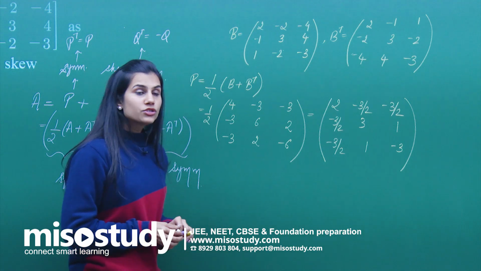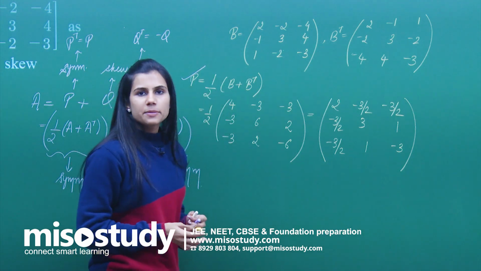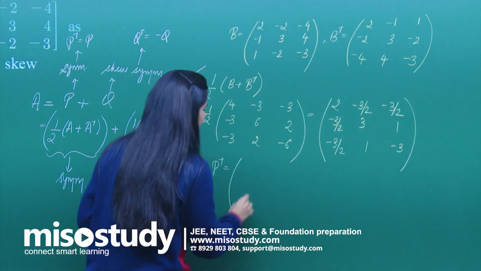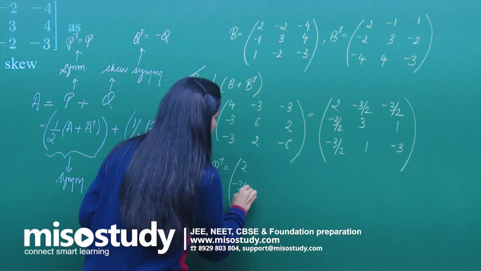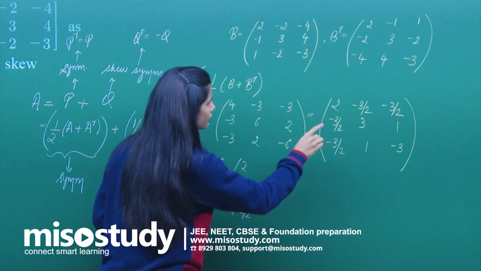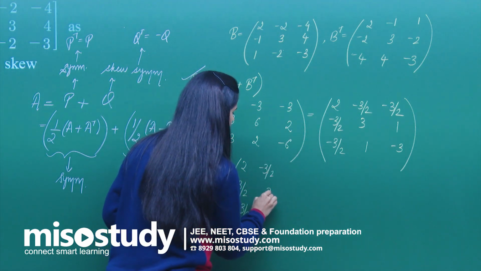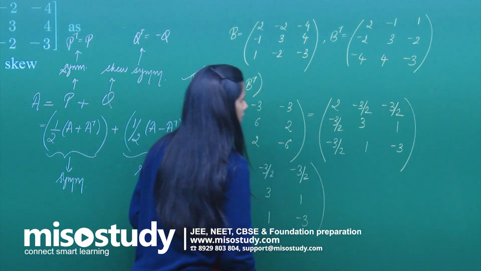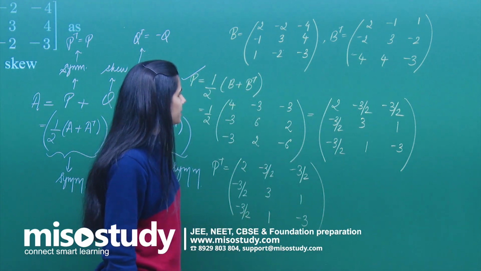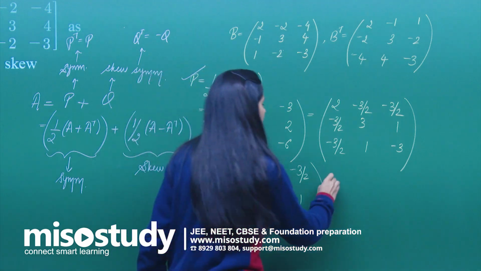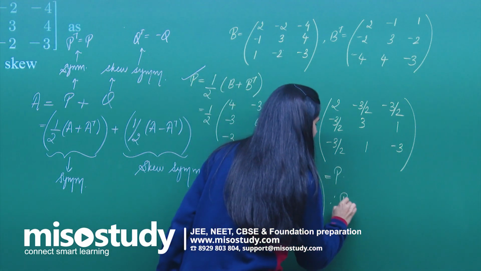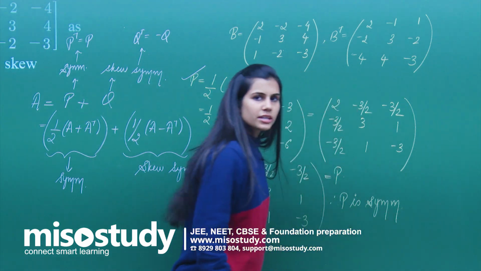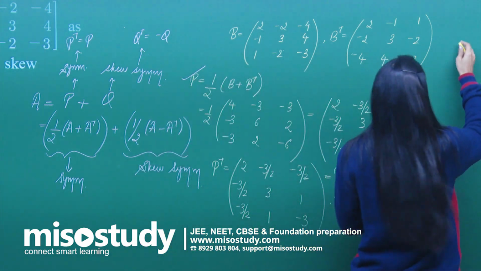You can also check that P is symmetric. If you try to find out P transpose, first row is replaced with first column: 2, minus 3 by 2, minus 3 by 2, second row becomes second column, third row becomes third column. You can clearly see P transpose and P are exactly the same. Therefore, P is symmetric matrix. Let's now obtain Q.